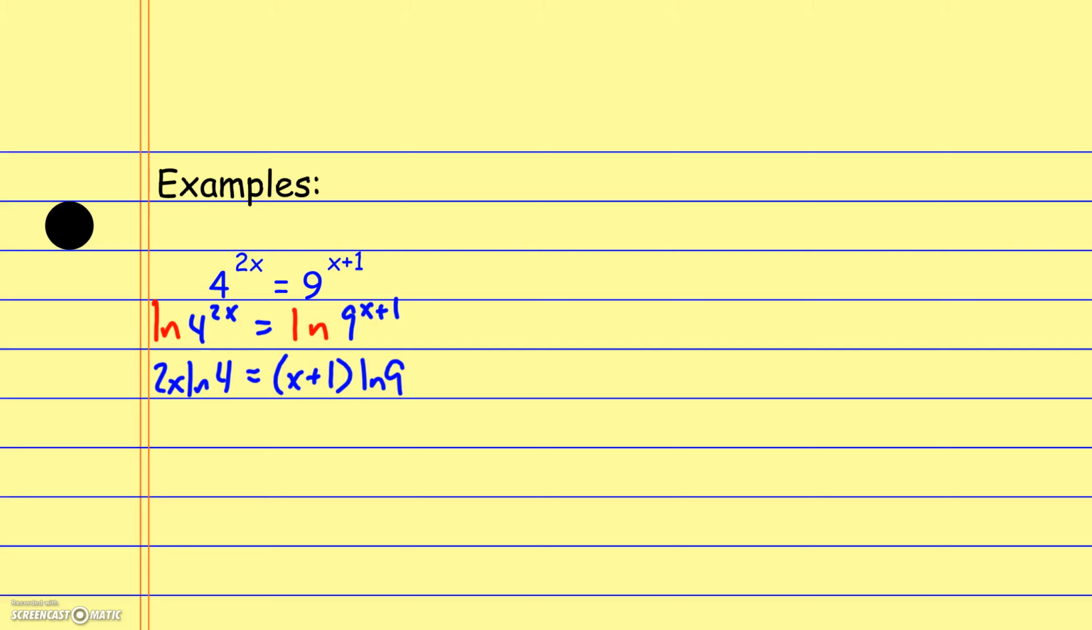Now from here, I'm going to distribute. Keep in mind, if this was like 2x equals x plus 1 times 9, I wouldn't even hesitate. I would go ahead and distribute this 9. Well, I have a very similar situation here. I have the natural log of 9, which is really just a number, so I'm going to distribute that number here. When I do that, it looks just a little bit different.